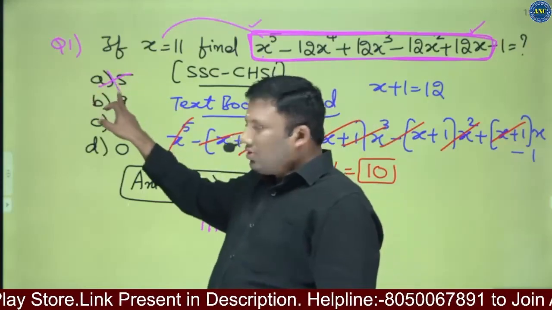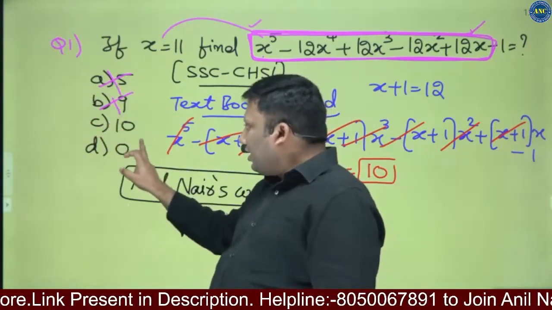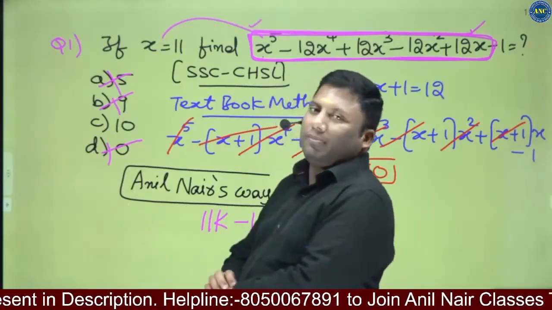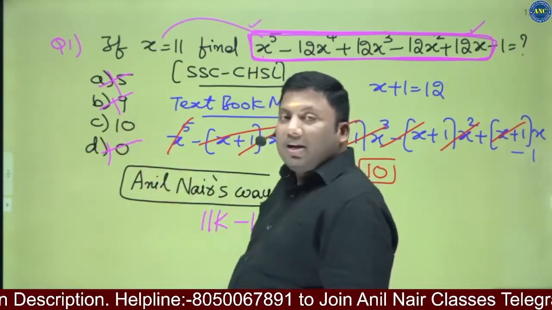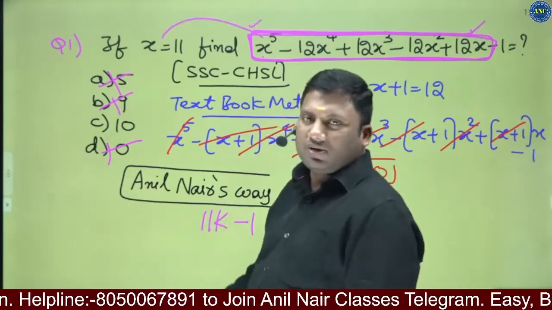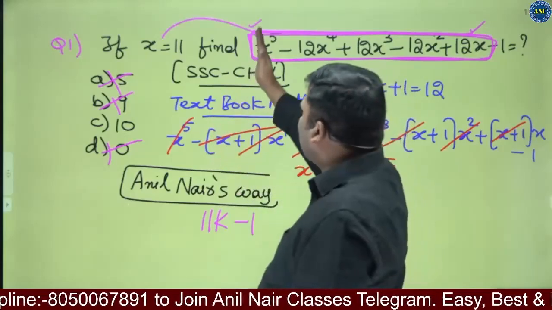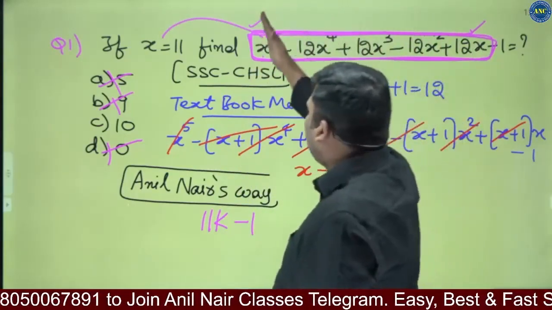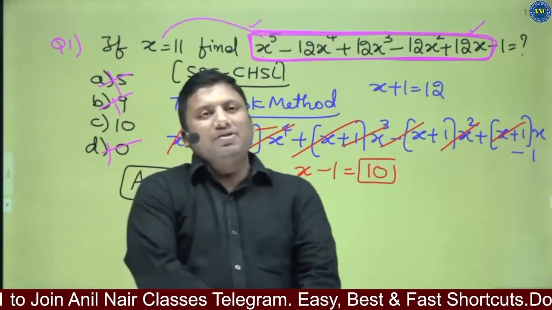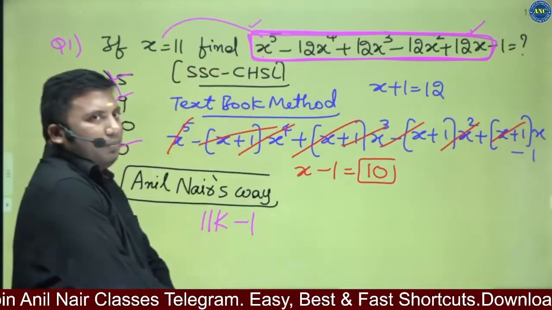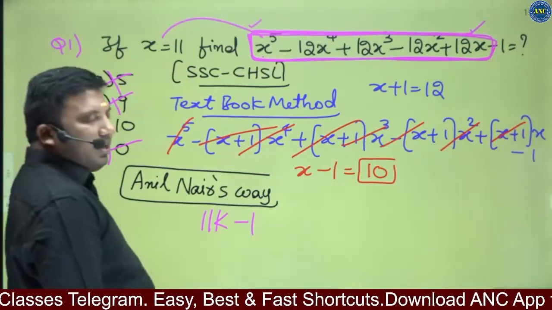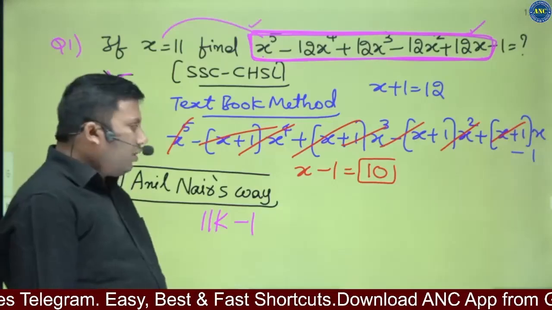Right? 5, not possible. 9, not possible. 0 means it is perfectly divisible by 11. Are you all with me? So then 10, 11 ones are 11, negative remainder minus 1. A simple observation in this question: from here to here it is divisible by x. x power 5 is divisible by x, 12x power 4 divisible by x, 12x cube divisible by x, minus 12x square divisible by x, plus 12x is divisible by x. Are you all with me?